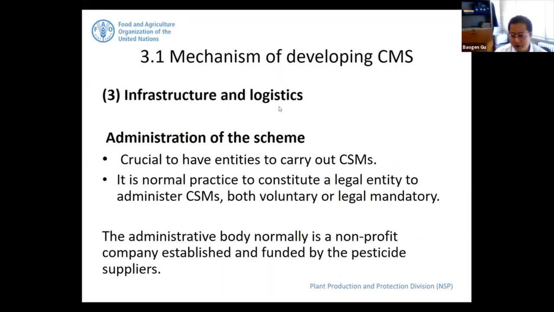infrastructure and logistics. This is very important. We should have entities to carry out the scheme. This is very important. Normally, this entity should be the industry or an industry association.